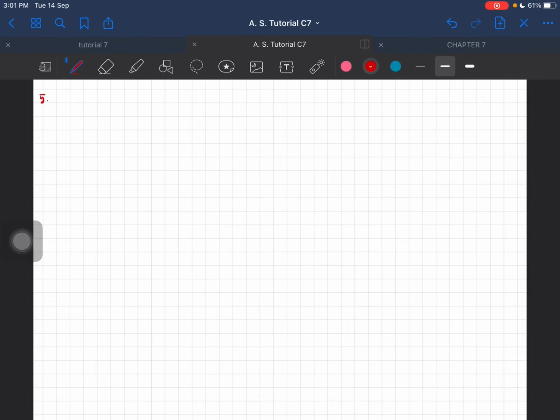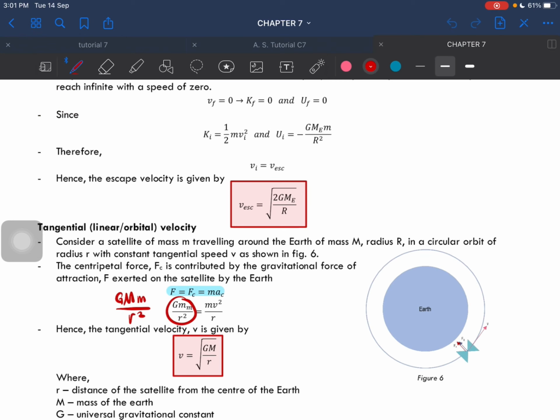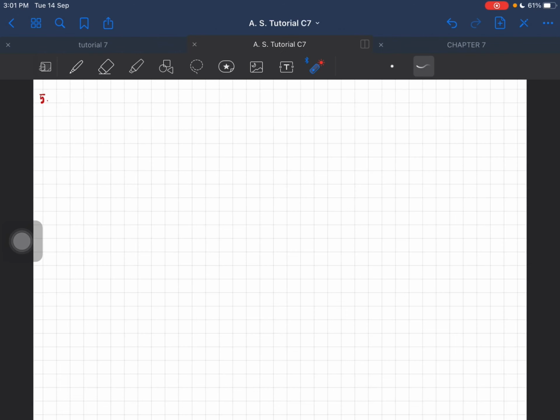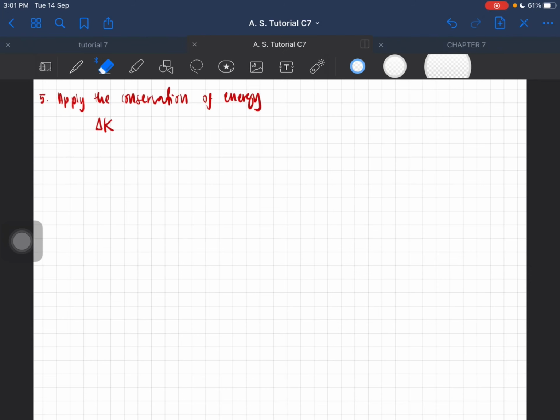So we know that the escape velocity is derived by applying the conservation of energy. This is basically the derivation, but let's try and do this together. So we apply the conservation of energy. Actually, this is total energy initial is equal to total energy final. So Ki plus Ui equal to Kf plus Uf.